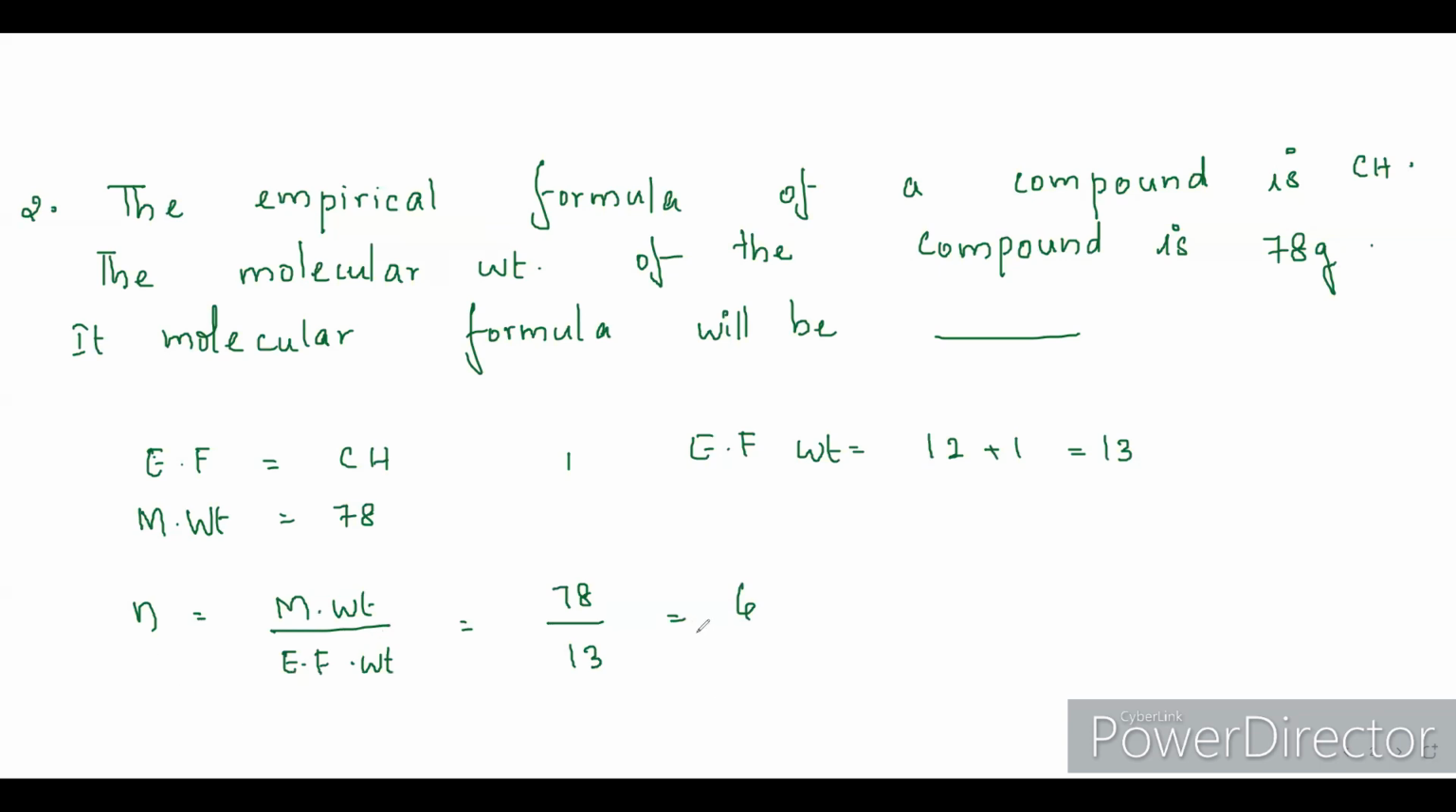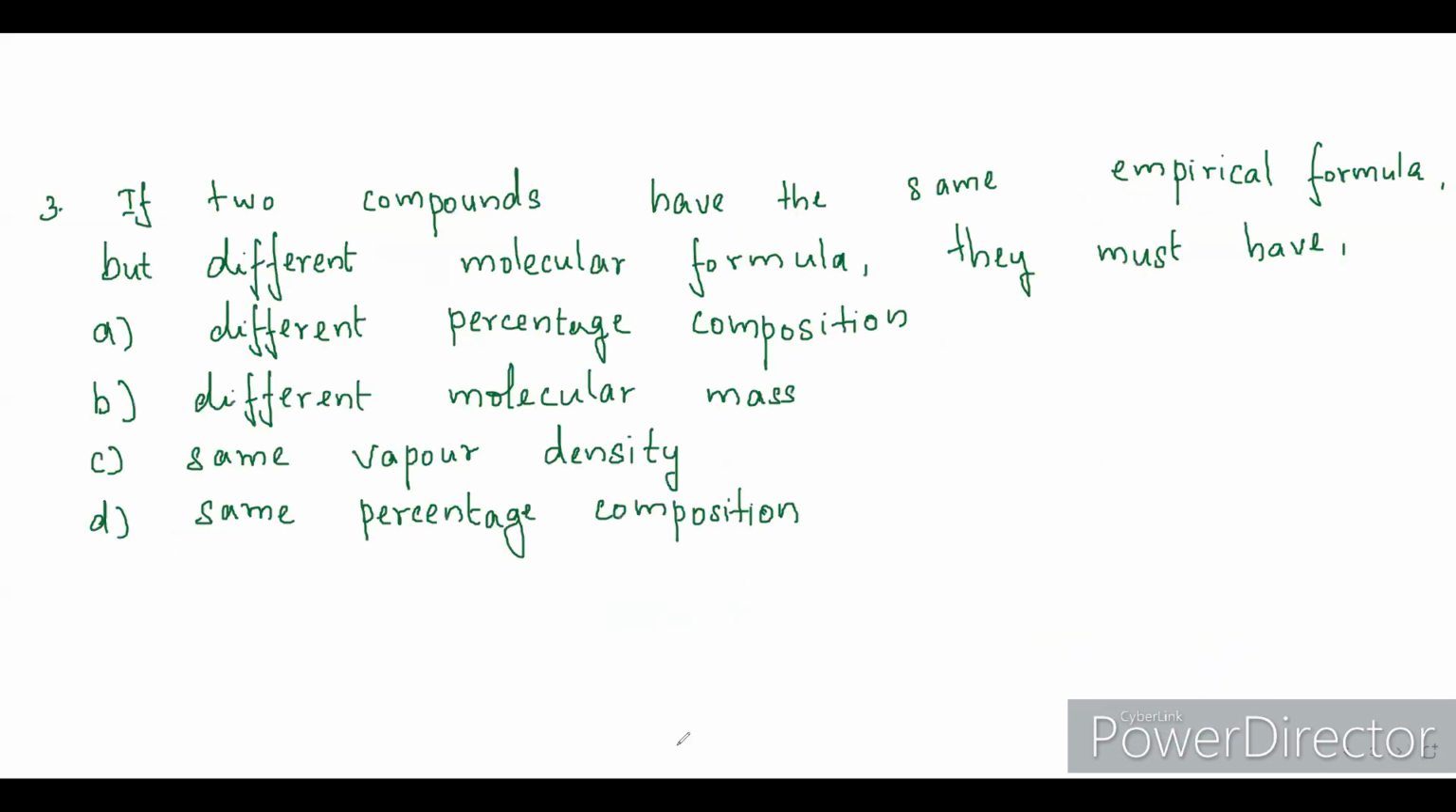So the integer is 6, and the empirical formula 6 times is the molecular formula, which means CH 6 times, that is C6H6. Okay, this is called benzene. C6H6 is benzene. Moving to the third question.